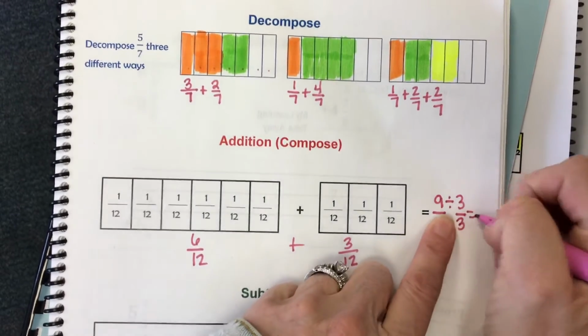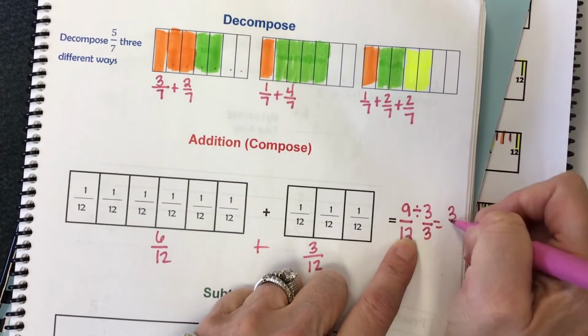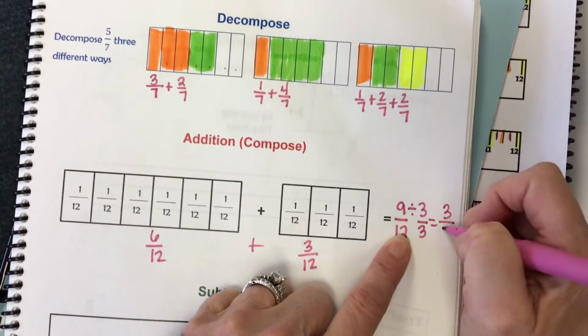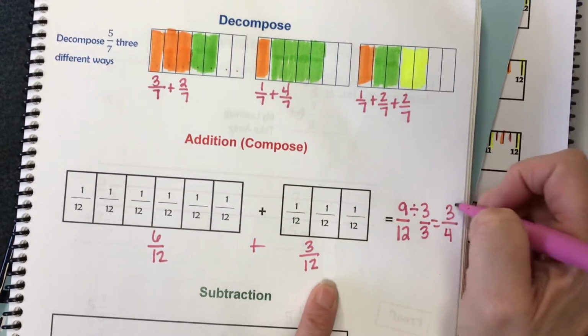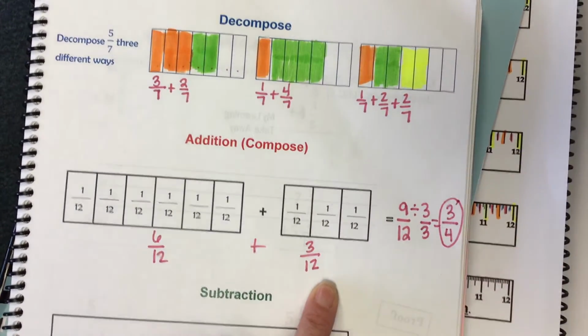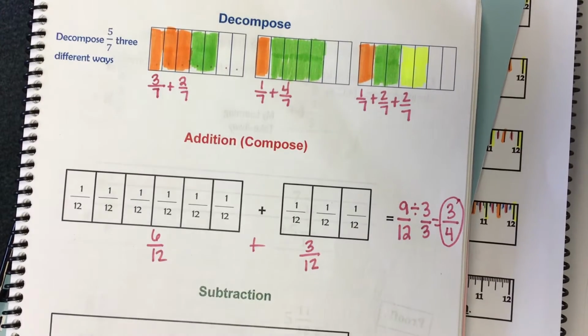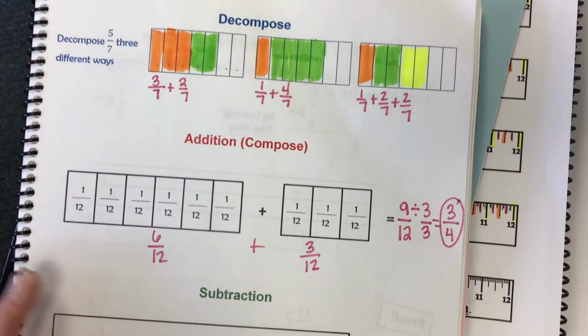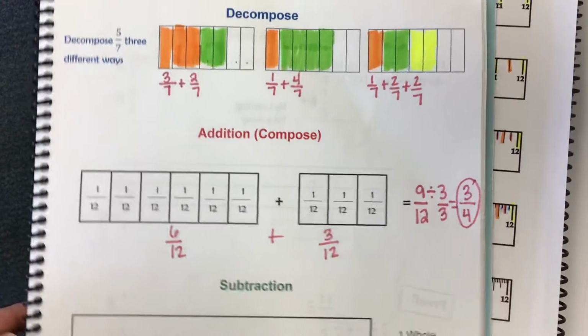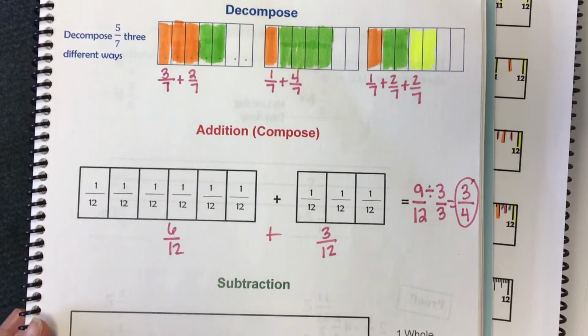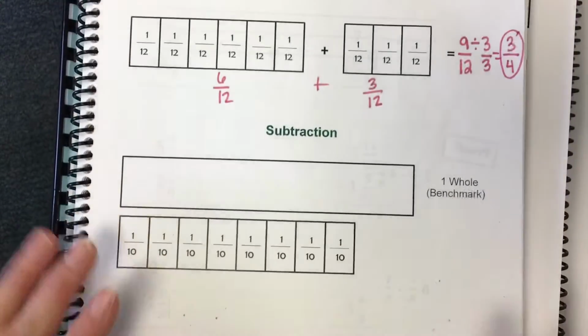9 divided by 3 is 3, and 12 divided by 3 is 4. So 6/12 plus 3/12 equals 3/4. You always need to look and decide if a fraction can be reduced to simpler terms. Now, let's look at this problem.